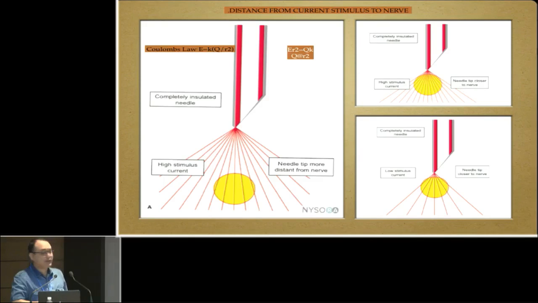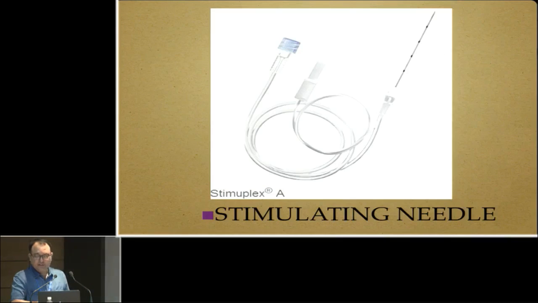And that is the basis: once you are getting the twitches at 0.4, it means your needle is very close to the nerve. But if you are getting the twitches at 0.2, it indicates your needle may be in an intraneural position. So you have to withdraw the needle slightly.